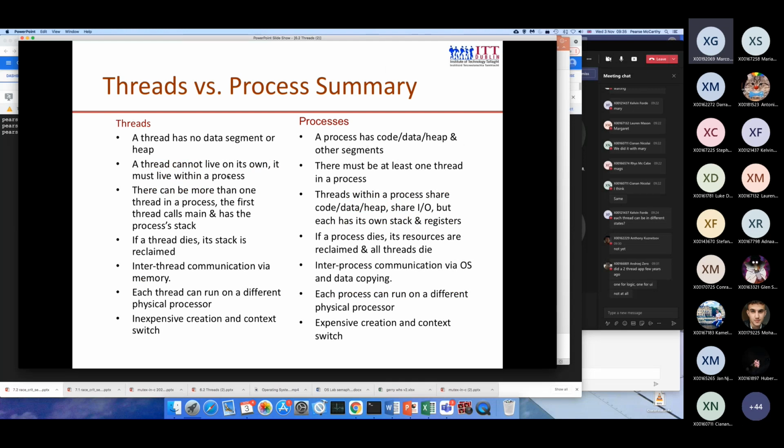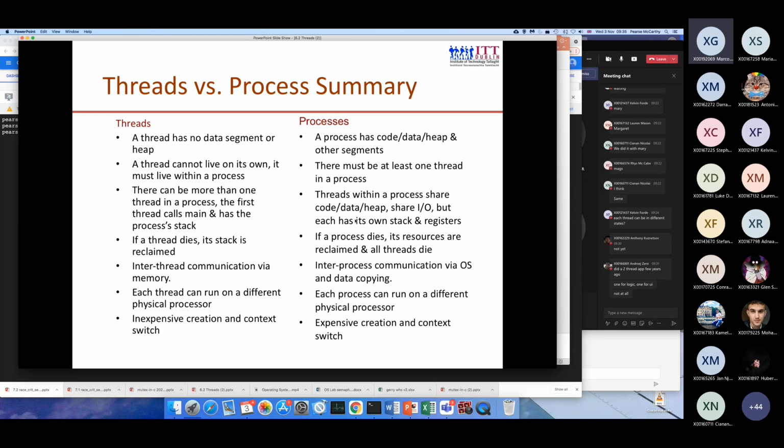A thread cannot live on its own, it must live within a process. There's no such thing as a thread on its own, it has to be created by a mother. Okay, there must be at least one thread per process. So when a process kicks off, it creates essentially one thread of execution. There can be more than one thread in a process. The first thread's called main and a process stack, blah blah, doesn't matter.